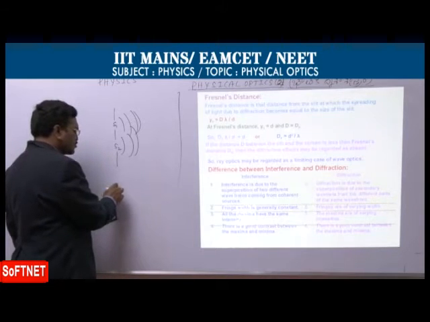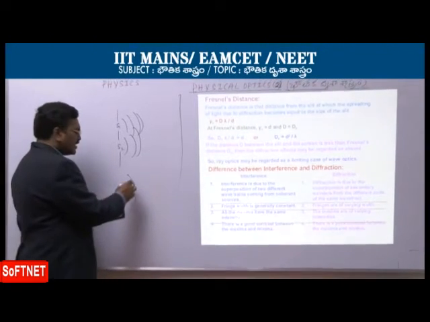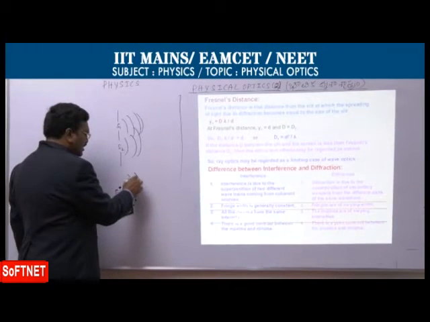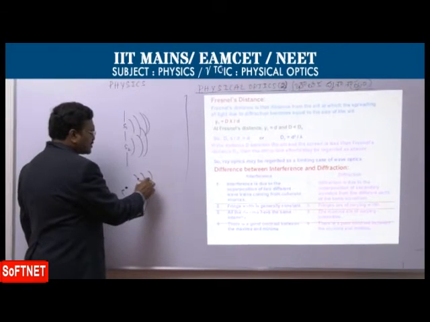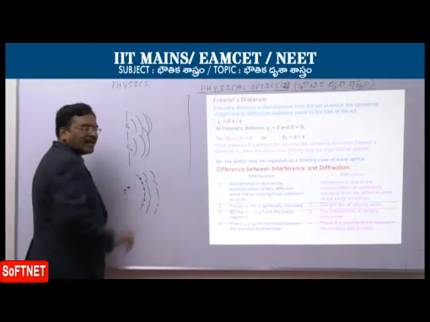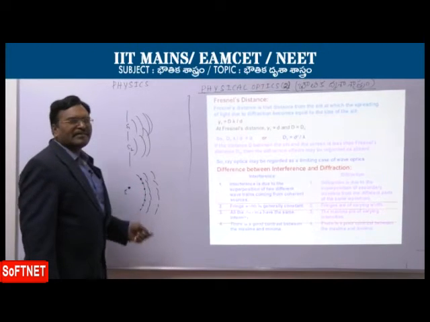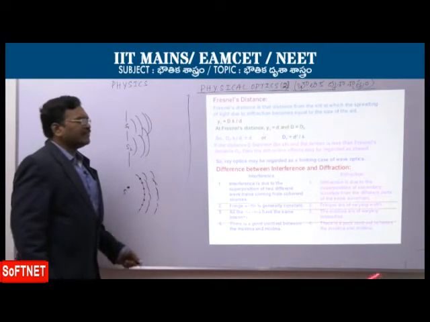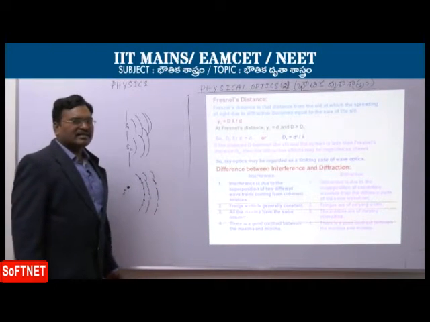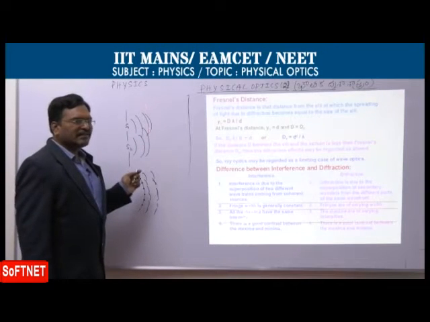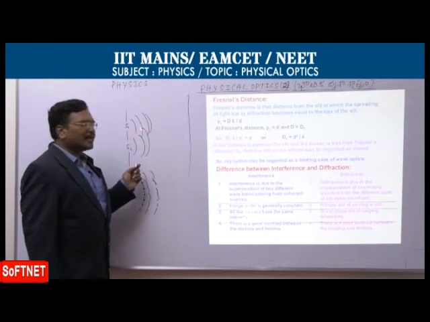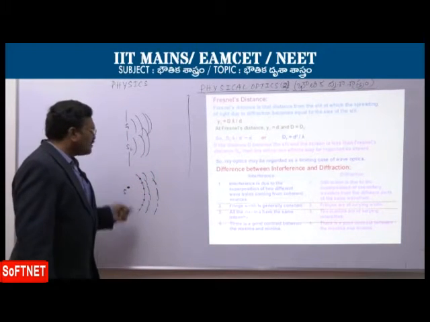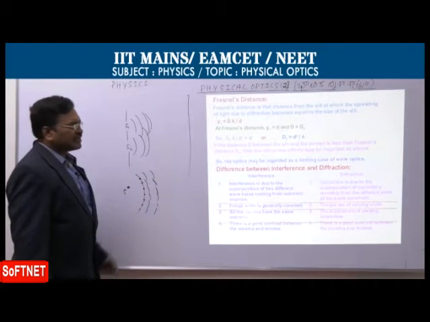Now, this is the source. It produces a wavefront. Every point on the wavefront acts as a source of secondary wavelets. According to Huygens' principle, every point on the primary wavefront acts as a source of secondary wavelets. Now, these secondary wavelets are superimposed, and at that time we are getting diffraction. Is it clear? In interference, there is superposition of light waves coming from the two coherent sources. In diffraction, there is superposition of light waves coming from the same wavefront.